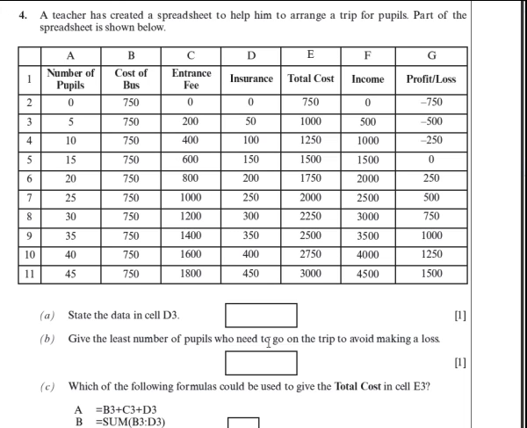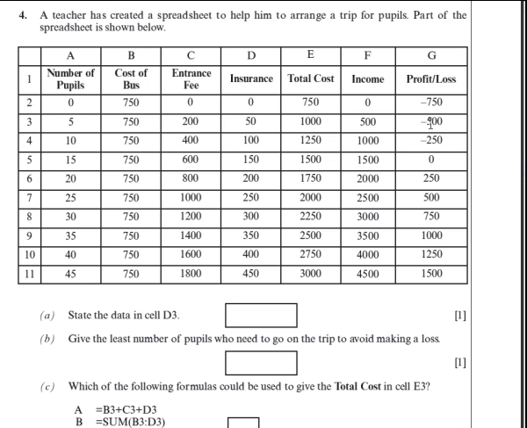Give the least number of pupils who need to go on the trip to avoid making a loss. Now, this is a fairly straightforward question as long as you can identify where the spreadsheet holds information about profit or loss. So if you go across, you're obviously going to come to the column called profit/loss. It's asking us to give the least number of pupils who need to go on the trip to avoid making a loss.